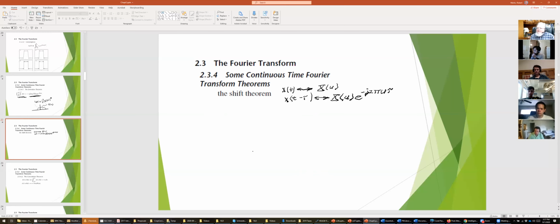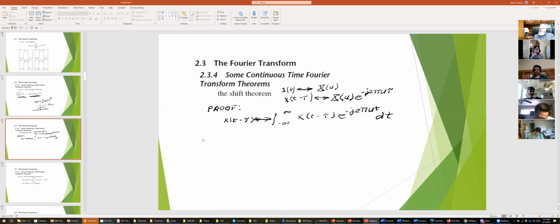The proof of this is pretty simple, and this proof is not in the book. For some reason, I left out the Shift theorem when I wrote the book, but we can see that x(t − τ) is going to have a Fourier transform of the following. It's going to be the integral from minus infinity to infinity of x(t − τ) times e^{−j2πut}. That's just the definition of the Fourier transform.